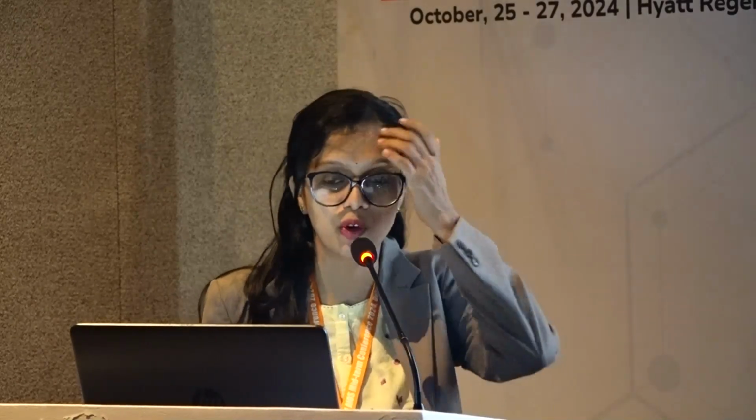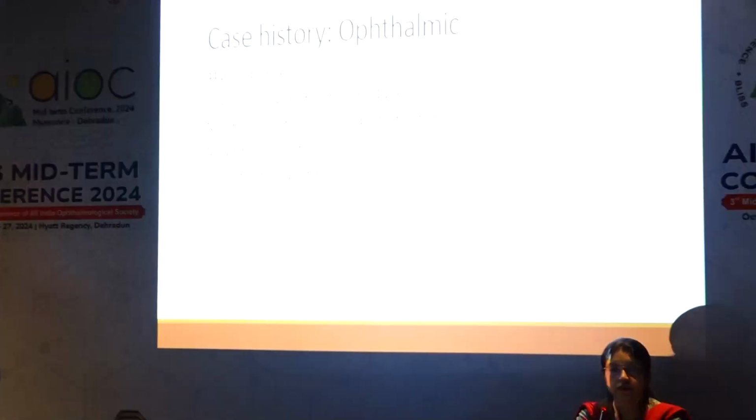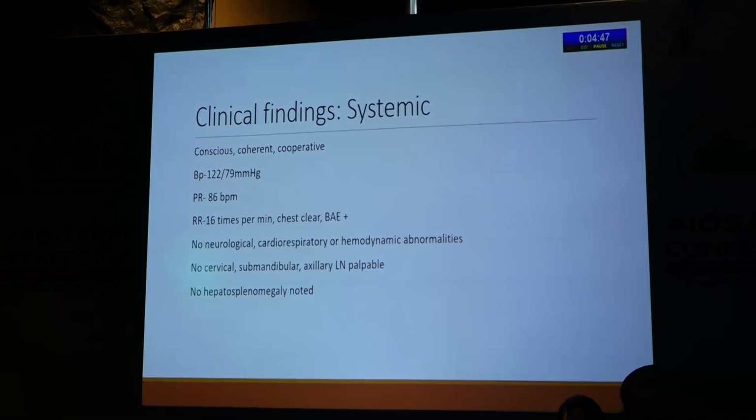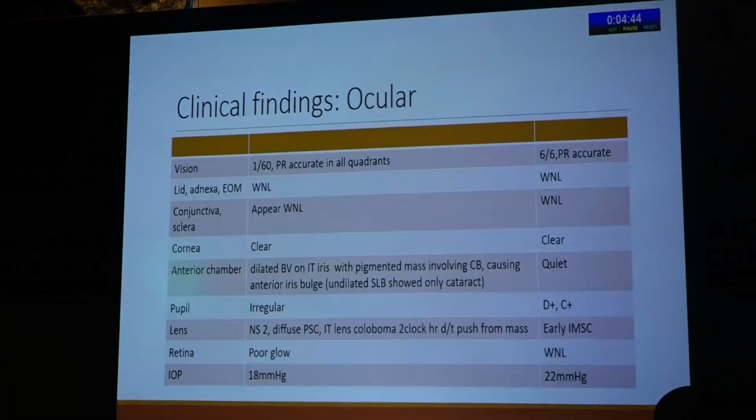So, a 44-year-old female presented to us with diminution of vision in the right eye for 2 years, and it had been worsening for 1 year. First of all, she did not have any other significant history, and systemically she was absolutely fine.